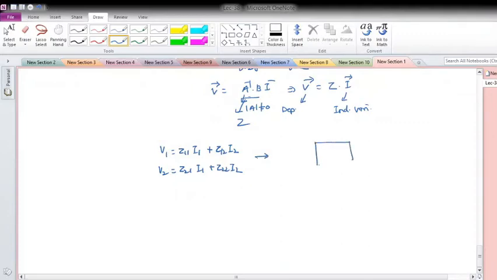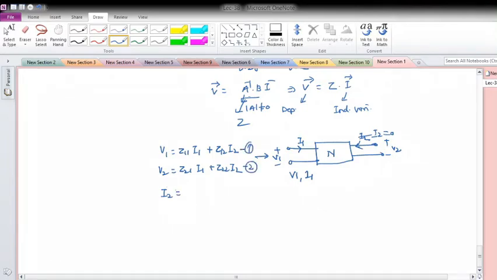Say this is my network, and these are the two ports, plus minus V1, I1, and this will be plus minus V2 and I2. So what I'll do, I'll make it open circuit. Obviously if it is open circuit, I2 will be 0, and I will measure V1 and I1. So if this is the case, then what will happen with equation 1 and equation 2?